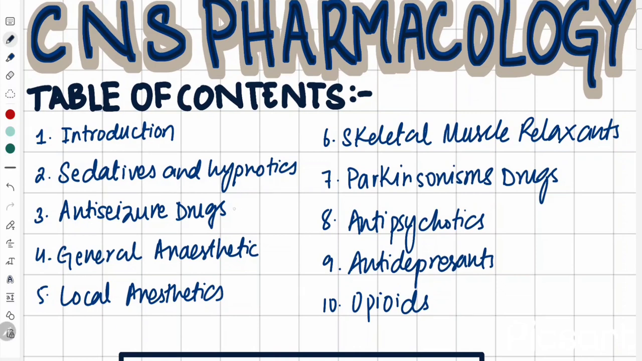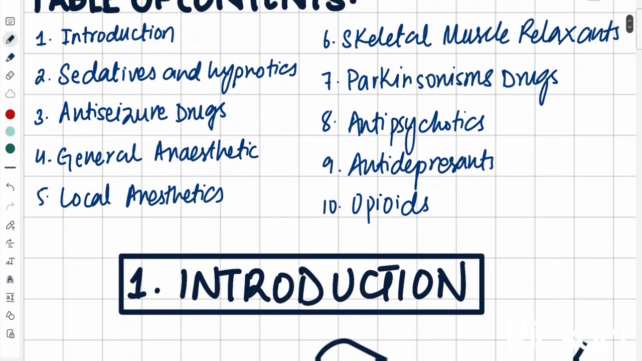Then we're going to go to anti-seizure drugs, general anesthetics, local anesthetics, skeletal muscle relaxants, Parkinsonism drugs, antipsychotics, antidepressants, and opioids. And for drugs of abuse and alcohol, we're going to do a separate video. So I know this is going to be a long session, but let's do this.